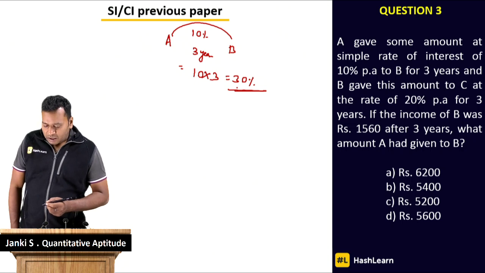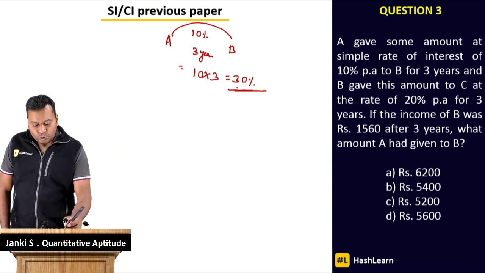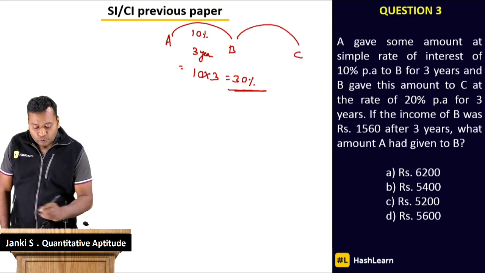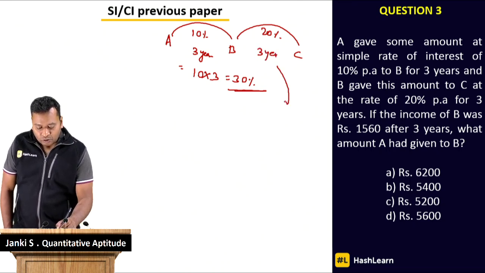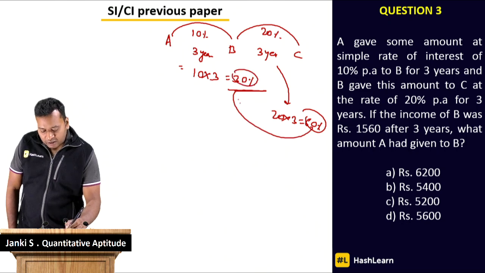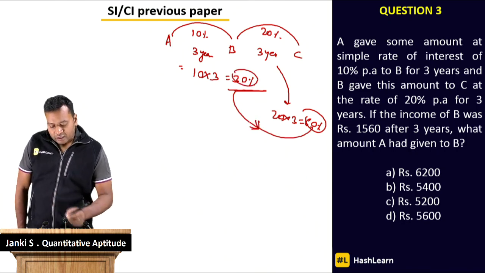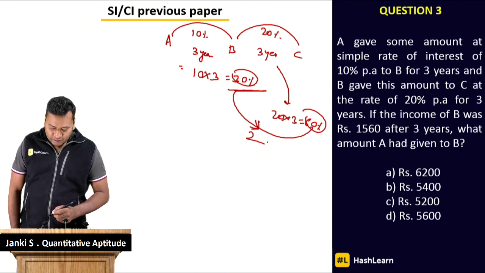Now B gave this amount to C at the rate of 20% per annum. So यहाँ से यहाँ पे इसने C को दिया है with the rate of interest as 20% per annum and the time period is same 3 years here. तो यहाँ पे इंटरेस्ट कितना हो गया ओवरऑल? 20 into 3 और 60%. तो क्या कर सकते हैं कि यहाँ से यहाँ और यहाँ से यहाँ अगर ये कंसिडर करे तो मेरा इंटरेस्ट डबल है, राइट? If the income of B was 1560 after 3 years, what amount would A had given, right?